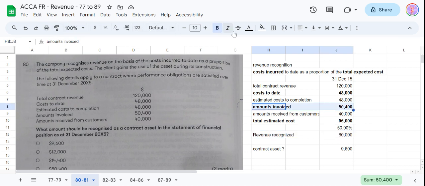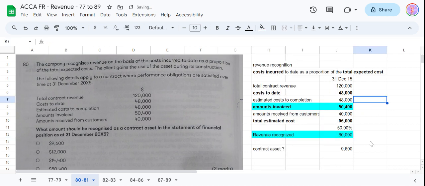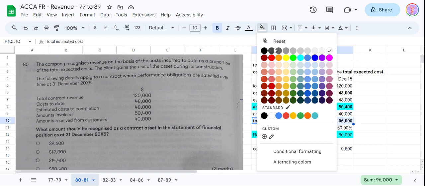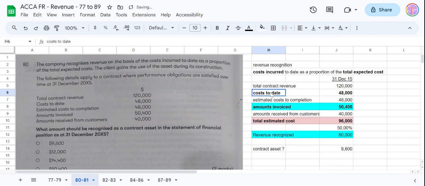We need to look at these two together, amounts invoiced and revenue recognized, and compare them. And cost to date and total estimated cost, we calculate the proportion between them. We got 50%, and out of total revenue, 50% is our revenue recognized, but we have sent the invoice for 50,400 only. So 9,600 will be our answer. The first option will be the answer.